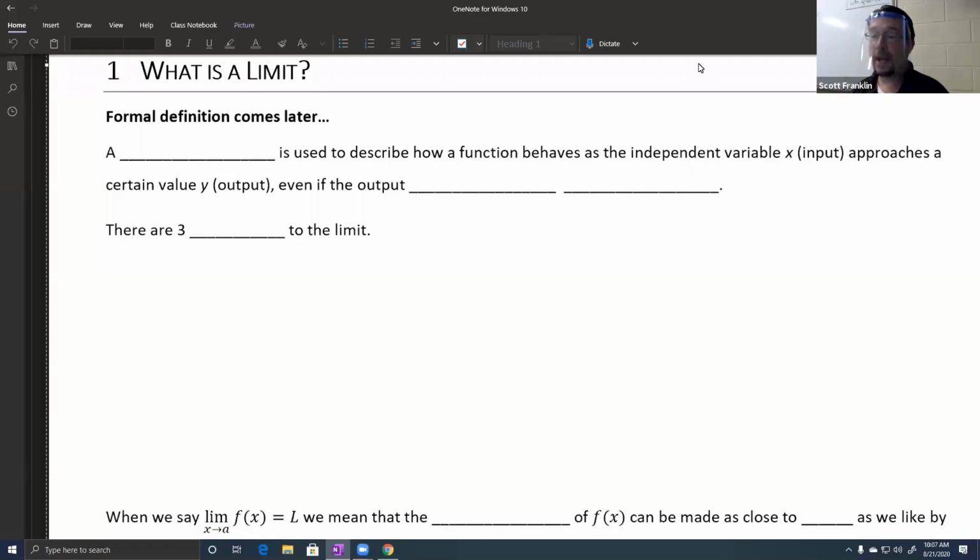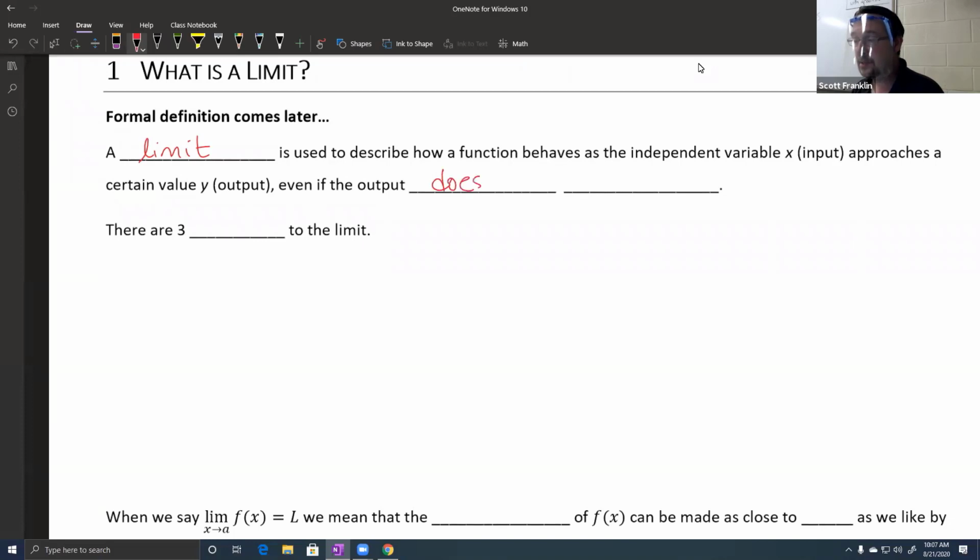Okay, so what is a limit? A limit is used to describe how a function behaves as its input, which is what we call the independent variable x, approaches some value y. So how does the function behave as x approaches some other value, even if the output doesn't exist?